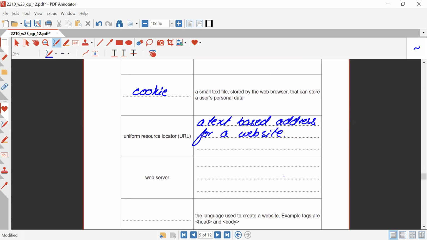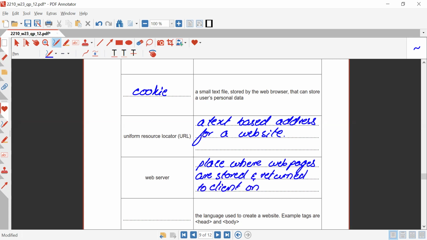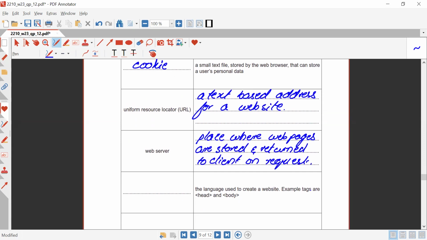Now web server, what is a web server? A web server is a place where web pages are stored and are returned to the client on request. Okay, so if the user or the client makes a request regarding that particular web page, the web server is the particular place from which that thing is going to be returned.